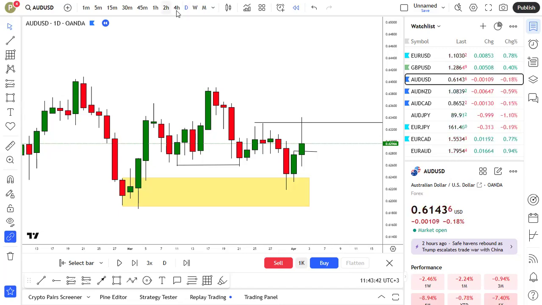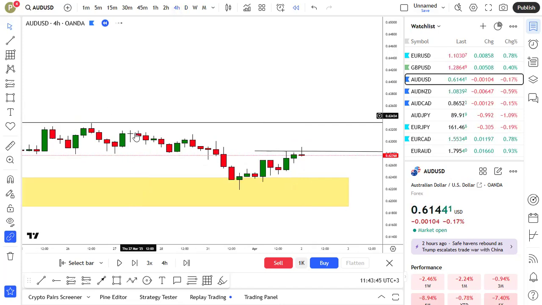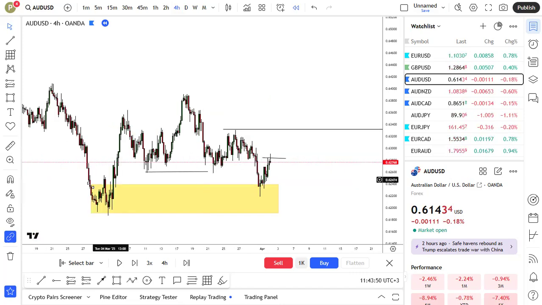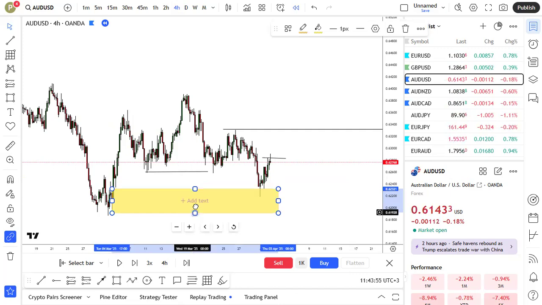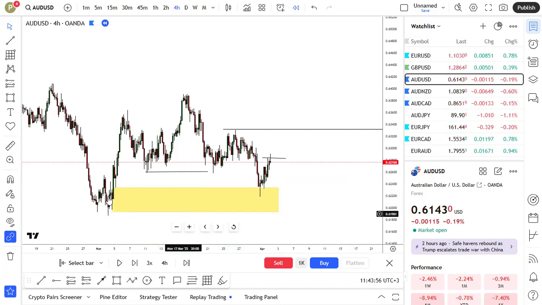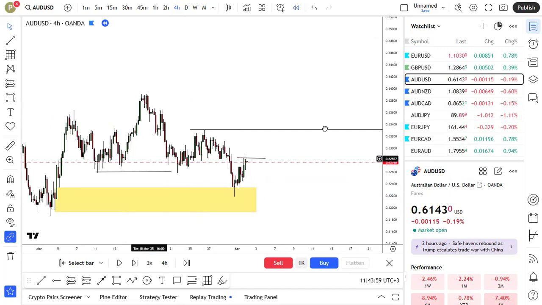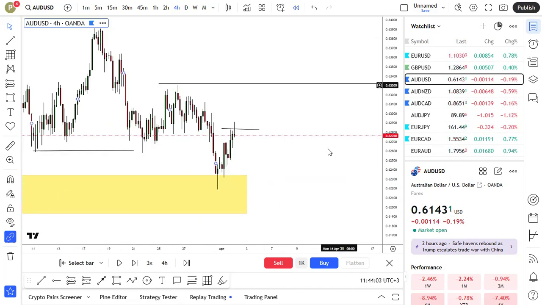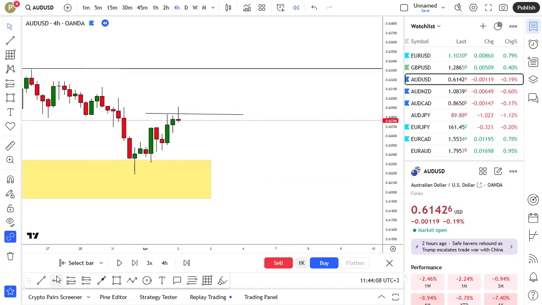So now we need the 4-hour to confirm our bias. Simply, the 4-hour is bullish. See the 4-hour order block right there. We have that 4-hour order block, so we expect price to keep going higher from there, and our entry is on this order block.